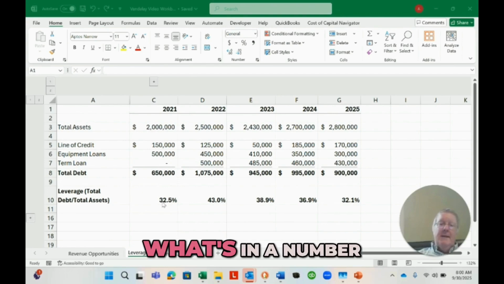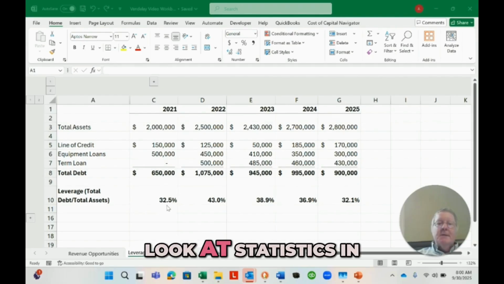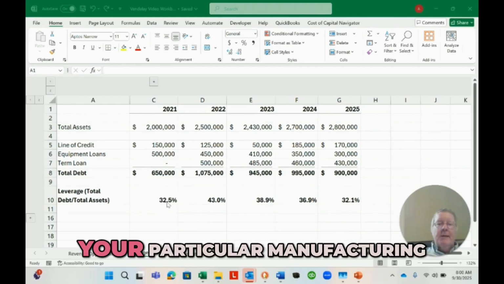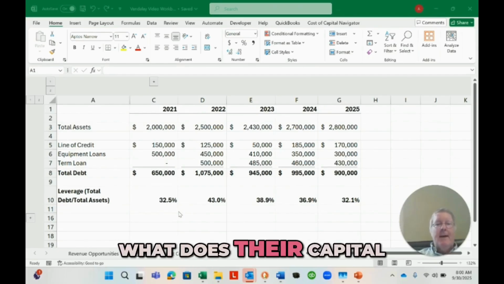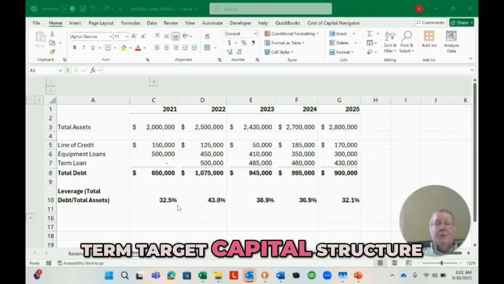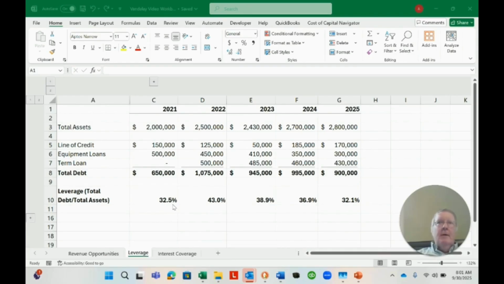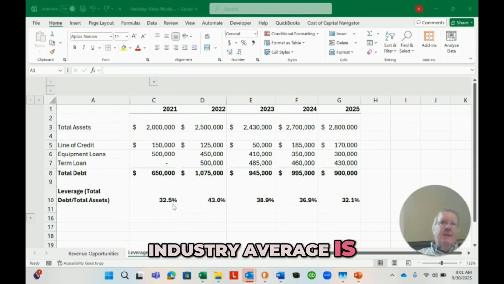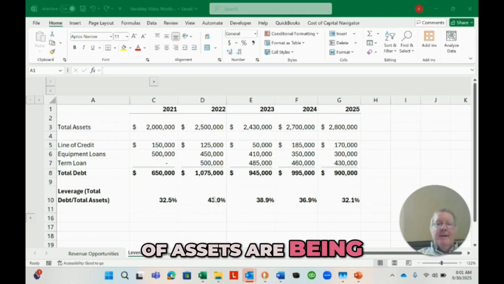Now, what's in a number? And you'll hear me say this a lot. In finance, many times it's all relative. And what I mean by that is, look at statistics in your particular manufacturing industry. What are other businesses of your size doing? What does their capital structure look like? And you're going to hear the term target capital structure. But basically what that's saying is, it may be the industry average is 30% or 35% of assets are being financed by debt.